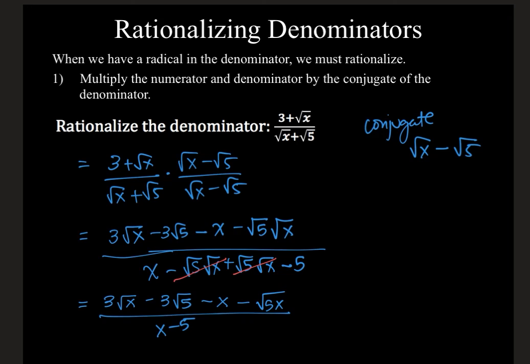So actually, even though my numerator looks kind of weird, there's nothing that we can cancel or combine there. So what I'm going to do is leave this as my final answer, as long as my denominator is rationalized, which it is. There's no more radical in my denominator.